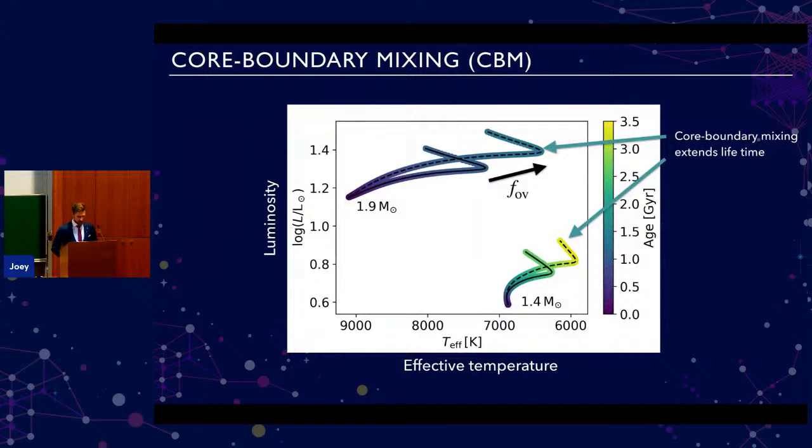Okay, why is that important? What I'm showing you here are the evolution tracks, again in the Hertzsprung-Russell diagram, for stars where we vary this f_ov parameter. And as you can see, if we have a higher value, you mix more material into your core, and as a result, your star will live longer. So to get accurate ages and to see how the stars precisely evolve, we do need to care about this parameter.